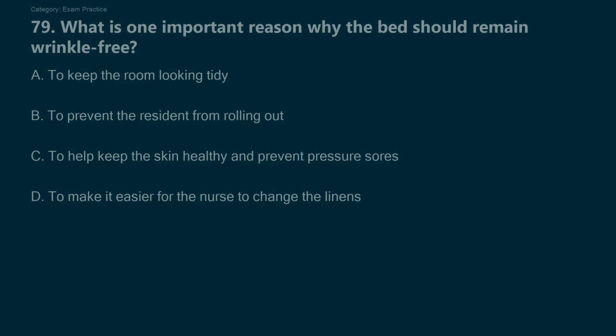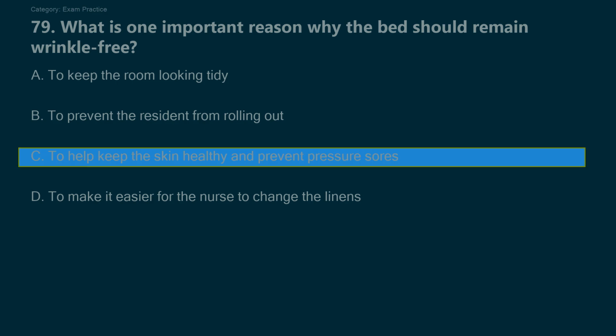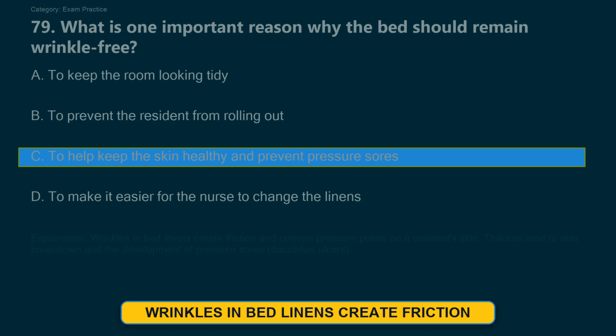Question 79. What is one important reason why the bed should remain wrinkle-free? Option A, to keep the room looking tidy. Option B, to prevent the resident from rolling out. Option C, to help keep the skin healthy and prevent pressure sores. Option D, to make it easier for the nurse to change the linens. The correct answer is option C, to help keep the skin healthy and prevent pressure sores.